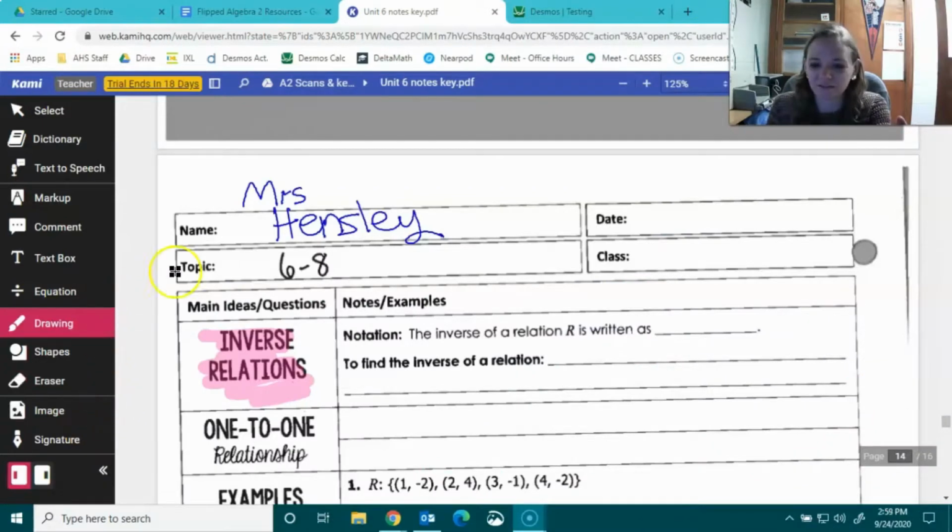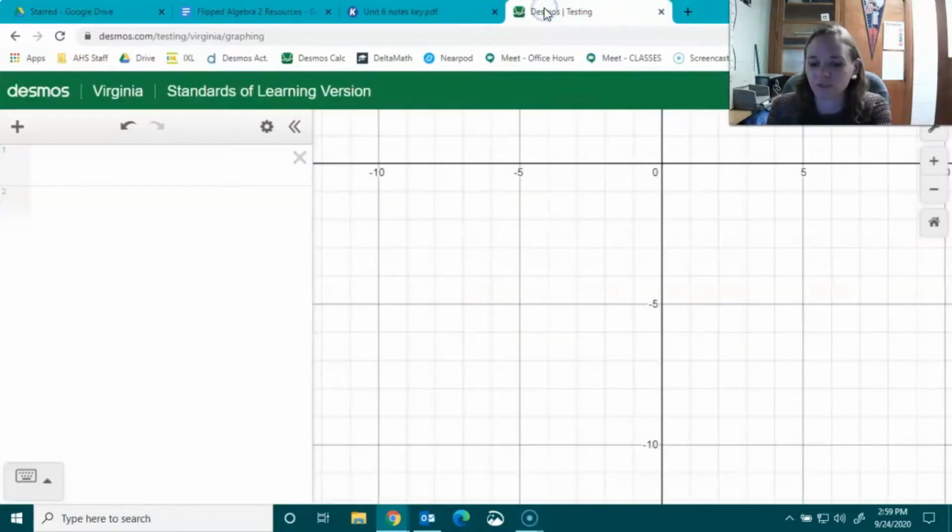Hey guys, ready to do section 6-8. So go ahead and get your notes out, and we will also use Desmos just a little bit, so you could go ahead and pull up Desmos.